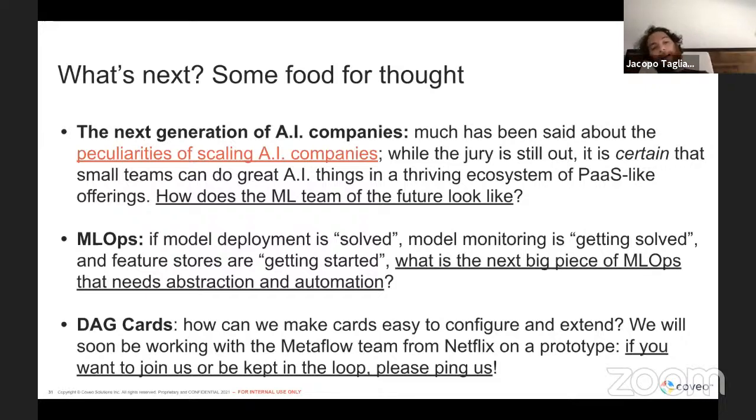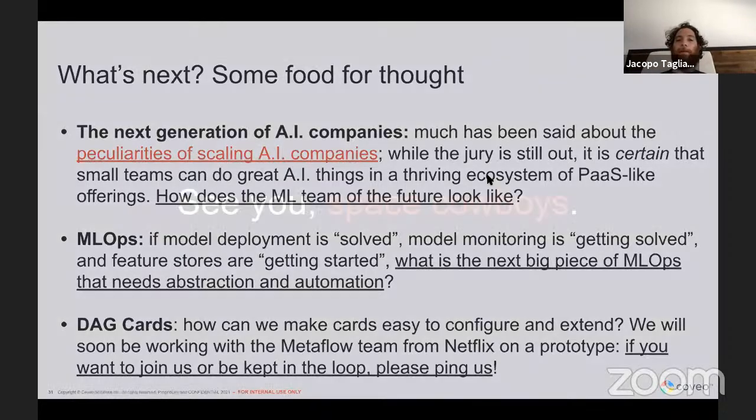And finally, a small part on documentation, because I think it's a cool and important part of the product in general, and I think somehow it's underrated. Taking our cards, how can we make them easy to configure and extend? In particular, my team is going to be working with the Metaflow team on a prototype soon to extend what we built. So if you want to join us or be kept in the loop of what we're going to do, of course, everything's going to be open source at the end, please ping us. We'll be super happy to get your feedback or work with you on the topic.